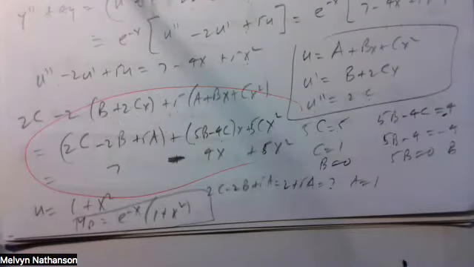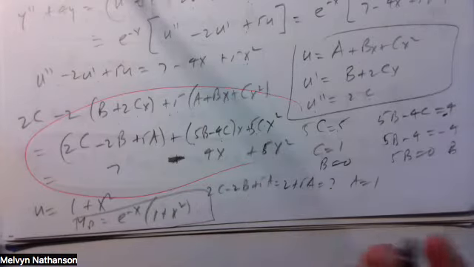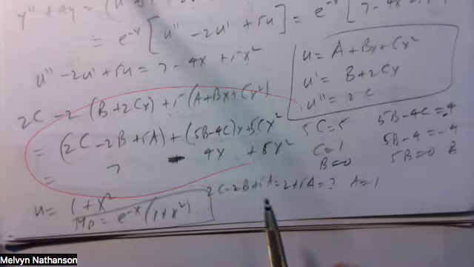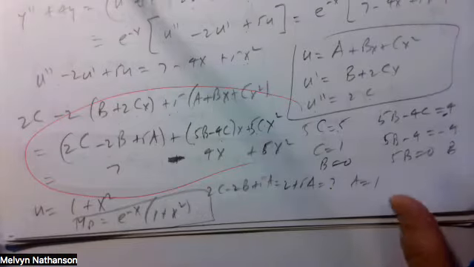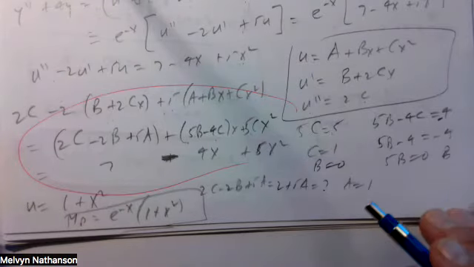Okay. So this is an example of a non-homogeneous second order equation with constant coefficients equal to something on the right-hand side, which is an exponential times a polynomial. So this technique will always work for solving such equations. Okay. Any questions about this?